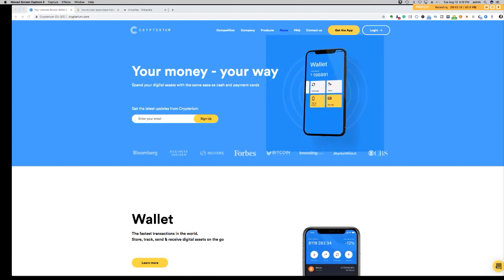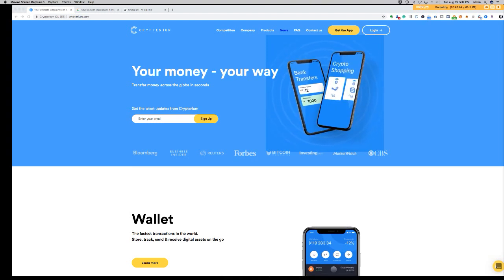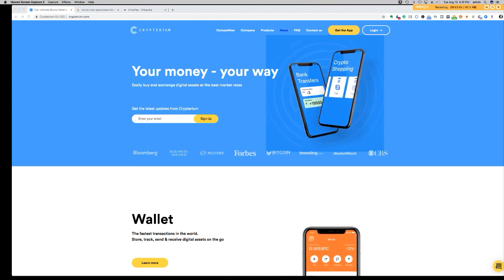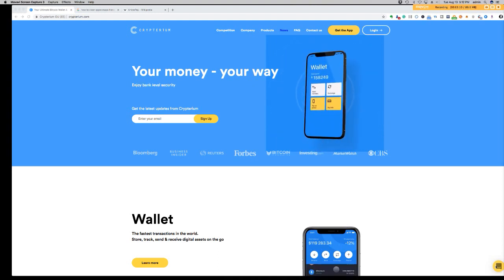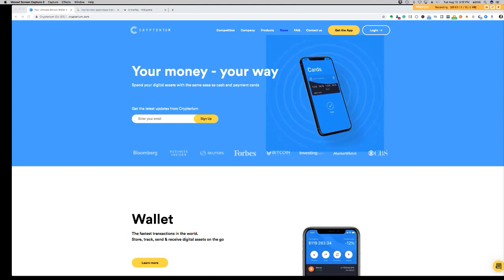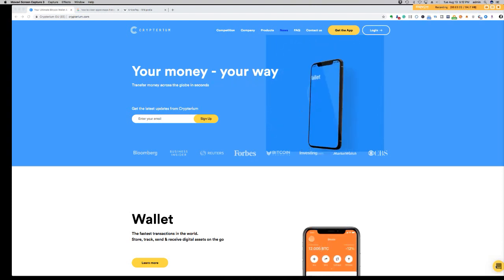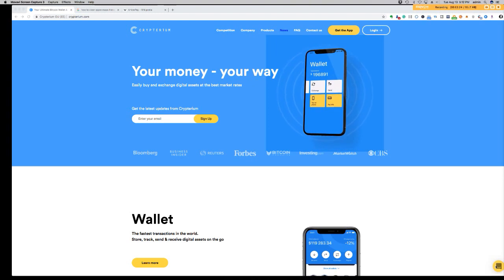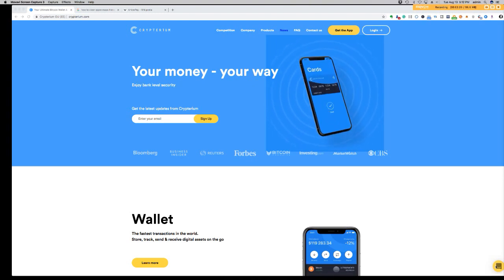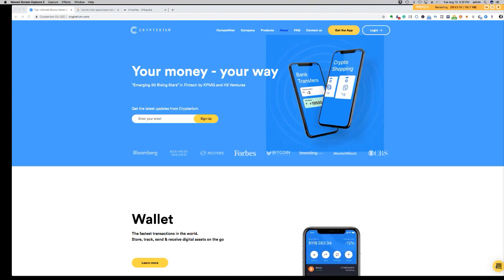And I believe they're planning on sending out about 15 to 20,000 cards later on. Now, one of the great things about the card itself is that they do have a process where you can cash out your crypto or your balance to any MasterCard. So it could be a debit card or a credit card. You could cash out using a MasterCard.